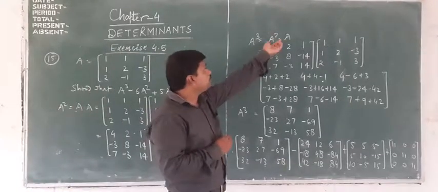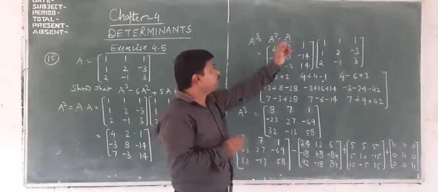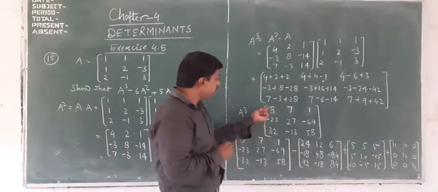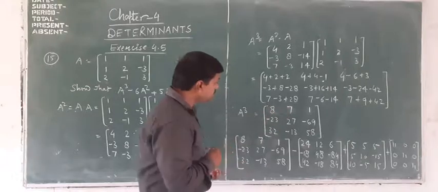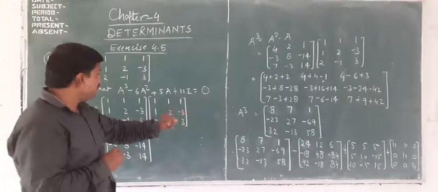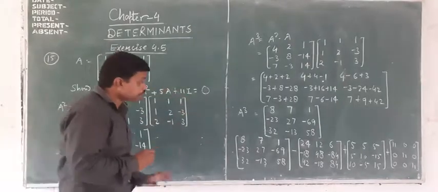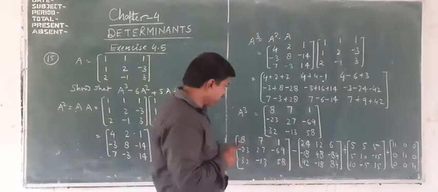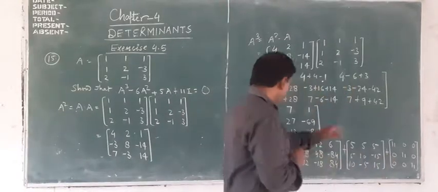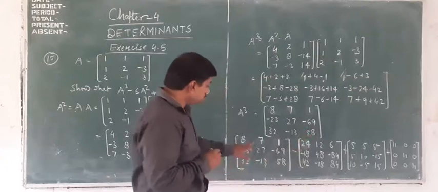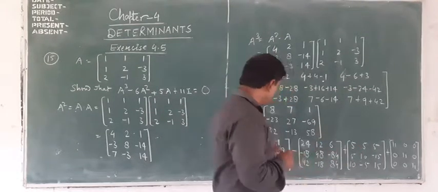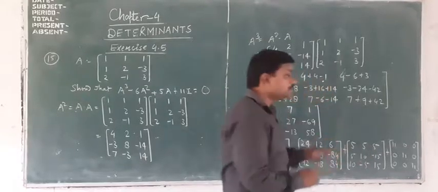Similarly, we find the value of A cube. A cube is A square into A. So we will get the value of A cube: 8, 7, 1, minus 23, 27, minus 69, 32, minus 13, 58. Putting these values in that equation, we find 8, 5, 13, 11, 24 minus 24, 0. Again 7, 5, 12, 12 minus 12, 0. 1, 5, 6, 6 minus 6 is 0.